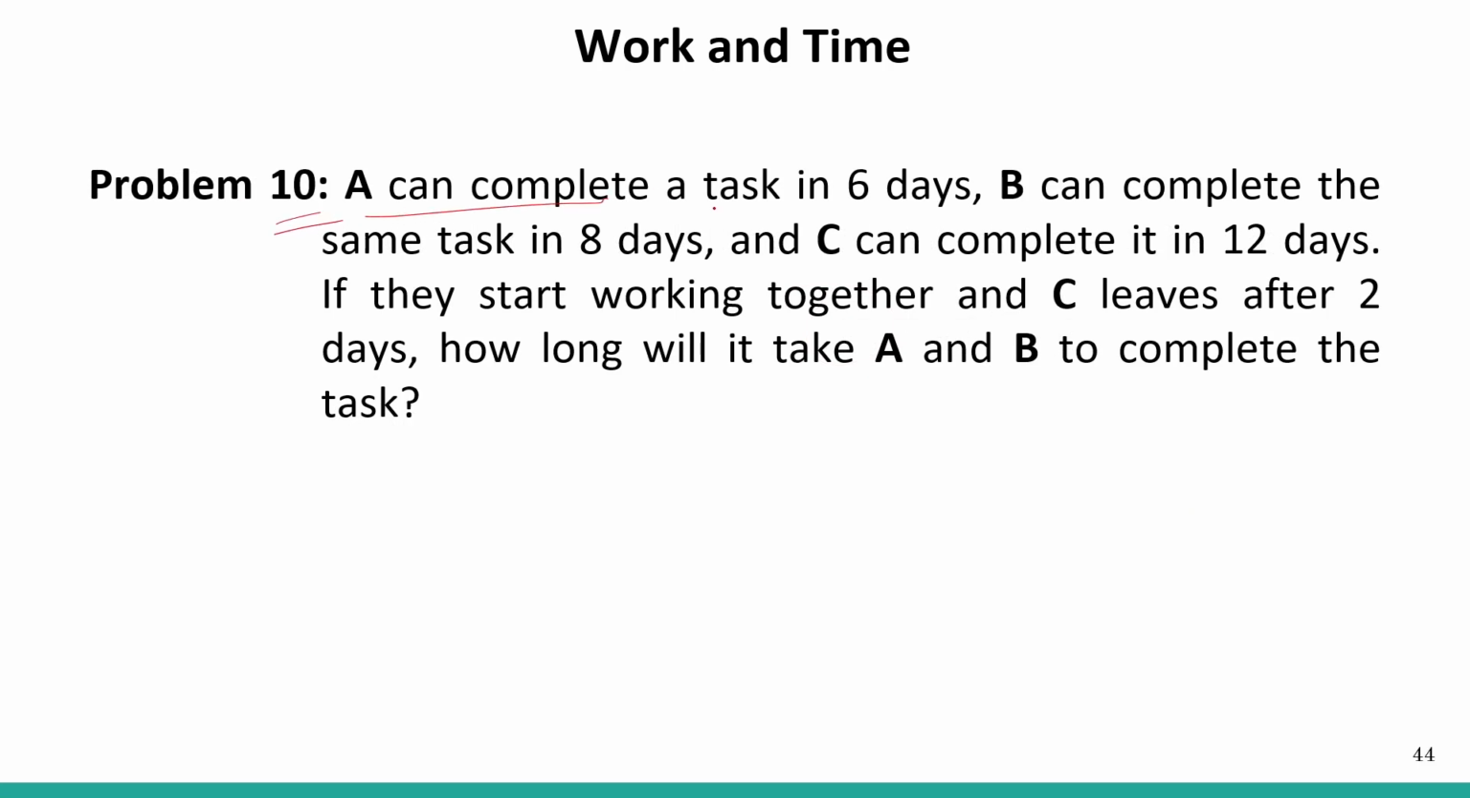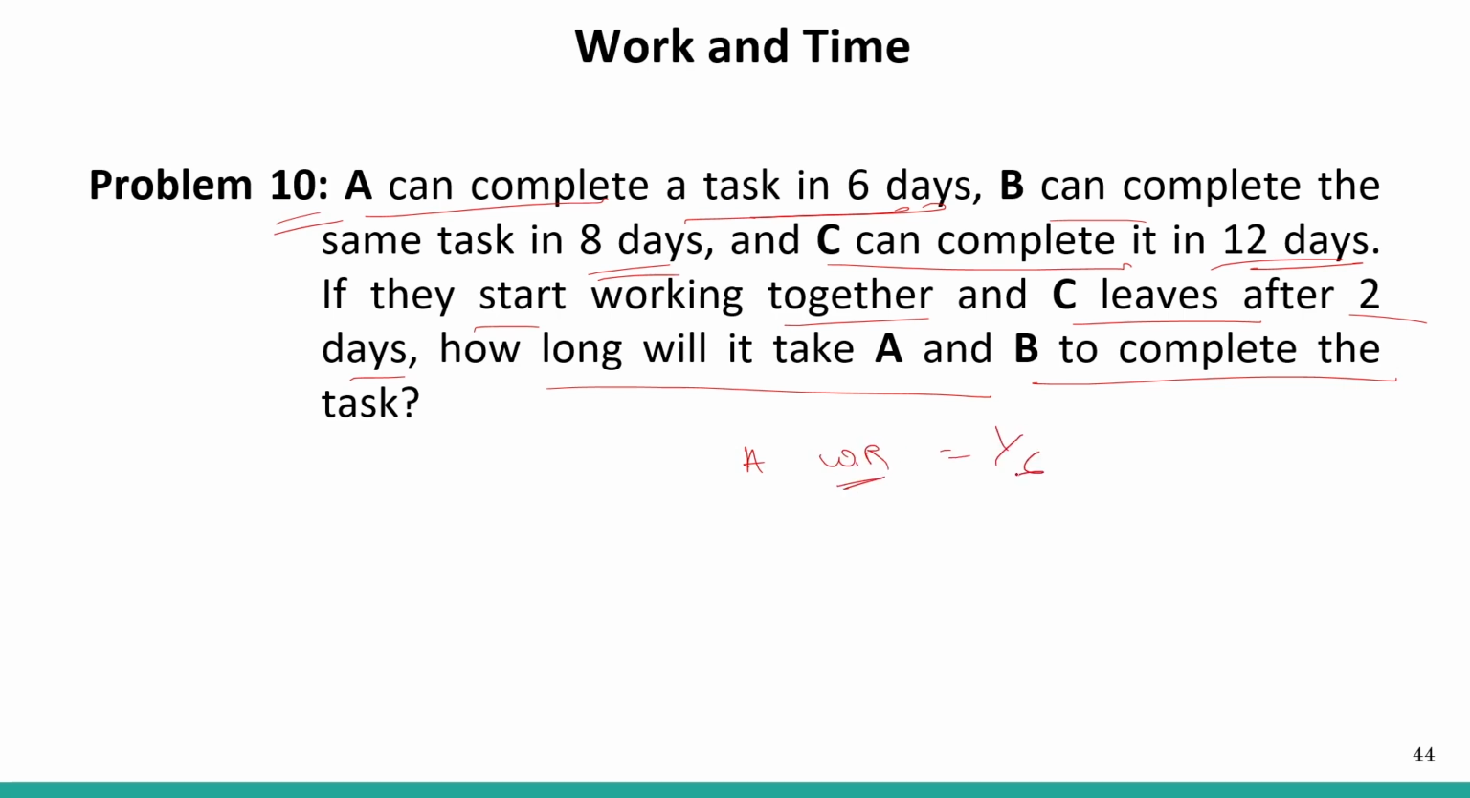So A can complete a task in 6 days, B can complete the same task in 8 days, and C can complete it in 12 days. If they start working together and C leaves after 2 days, how long will it take A and B to complete the task? A can complete the task in 6 days, so A's work rate is 1 by 6. B can complete it in 8 days, so B's work rate is 1 by 8. C can complete it in 12 days, so C's work rate is 1 by 12.